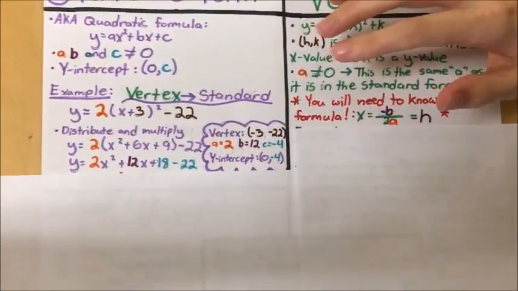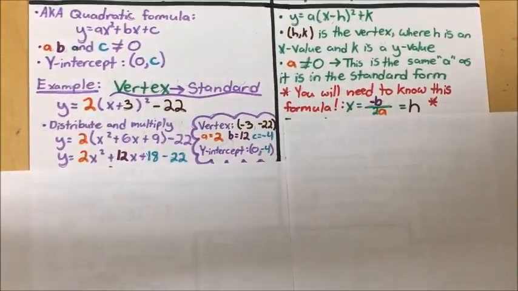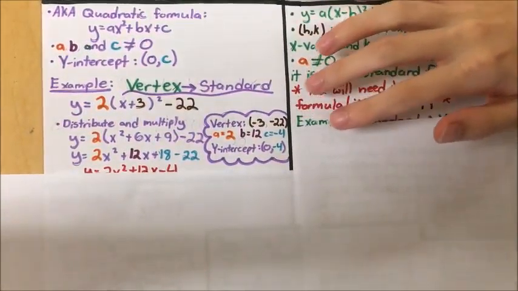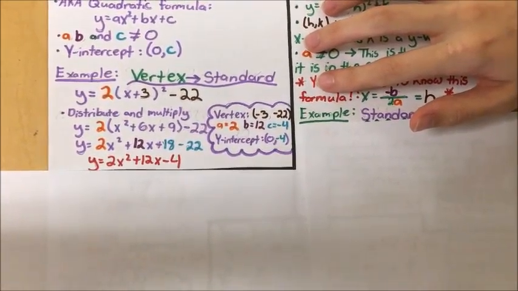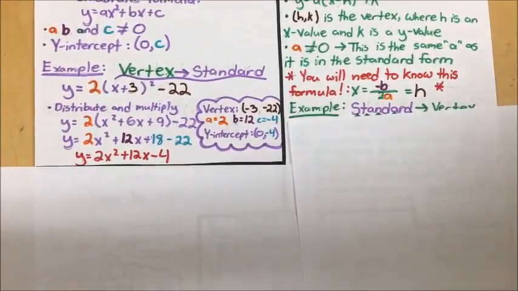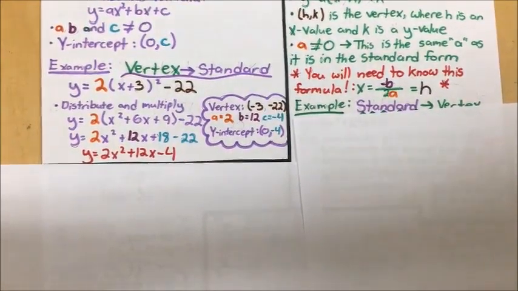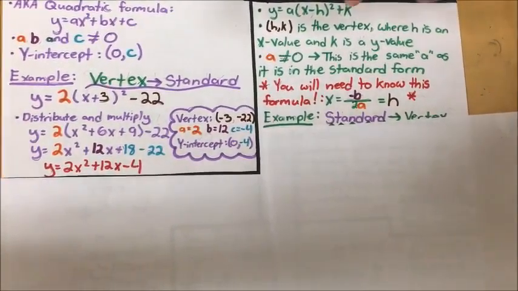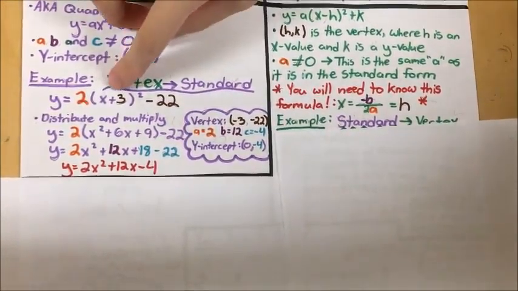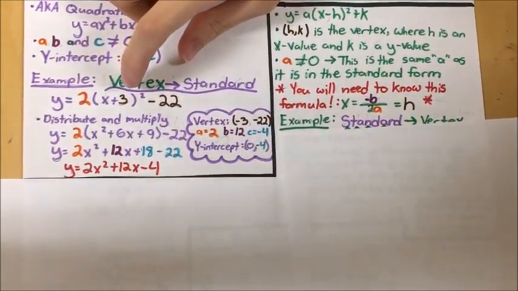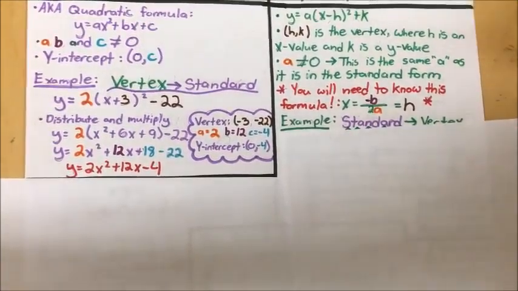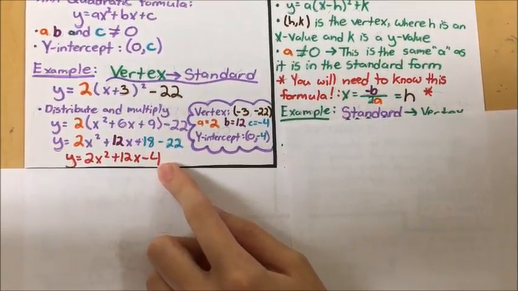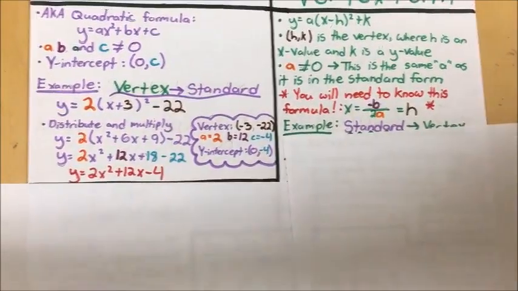And then we'll distribute the 2, so 2x squared plus 12x plus 18 minus 22. And then you can subtract 18 from 22 and get y equals 2x squared plus 12x minus 4. And now we know that the vertex is at negative 3, negative 22, which we knew originally because h comma k is equal to the vertex. A is 2, b is 12, and c is negative 4. And the y-intercept is 0, negative 4.